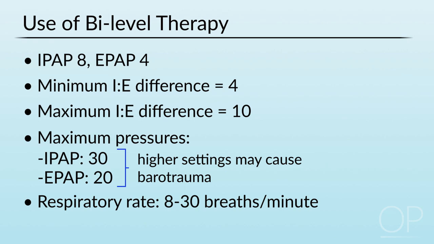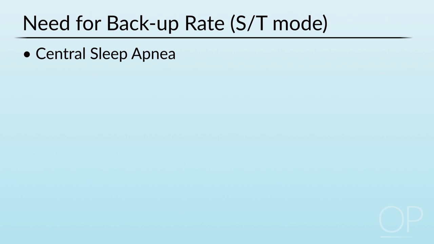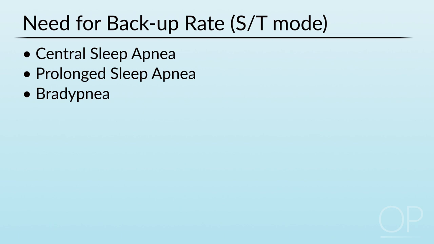So what are the conditions where you need to use a backup rate? As I mentioned before, somebody with central sleep apnea, or sometimes they may not have many central sleep apneas, but intermittently they are having prolonged sleep apnea. Somebody having bradypnea, that means the respiratory rate during sleep is about 3 to 4 breaths per minute.